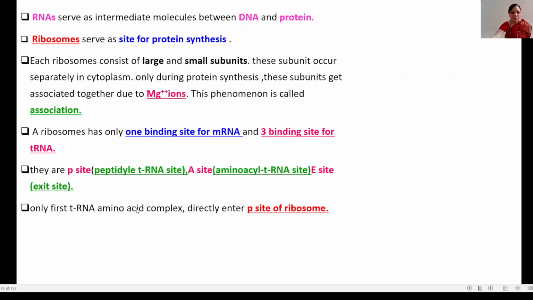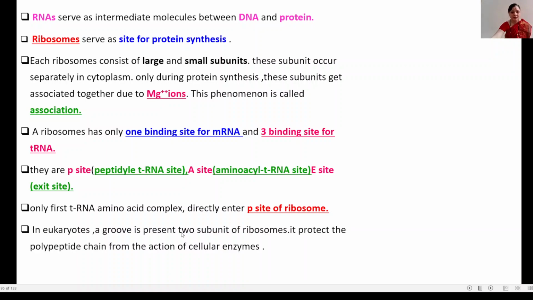Only the first tRNA amino acid complex directly enters the P site of the ribosome. In eukaryotes, a groove is present between the two subunits of the ribosome, that is the smaller subunit and the larger subunit, and it protects the polypeptide chain from the action of cellular enzymes. It also protects mRNA from the action of nucleases.